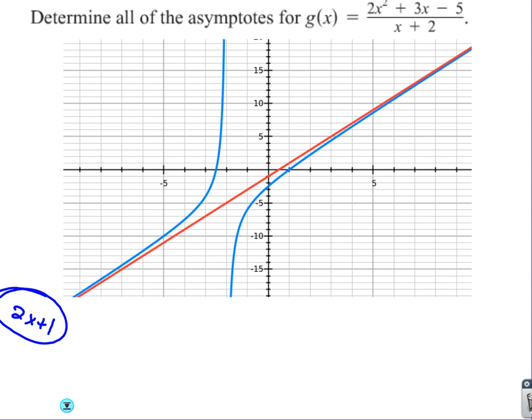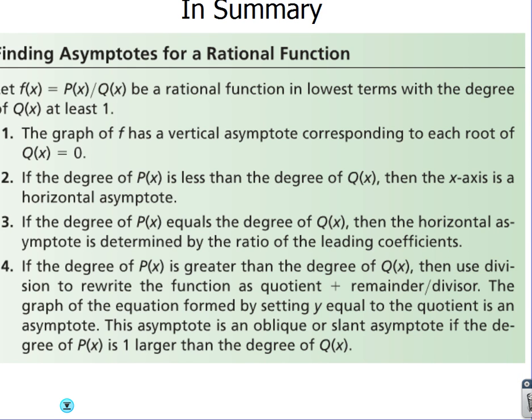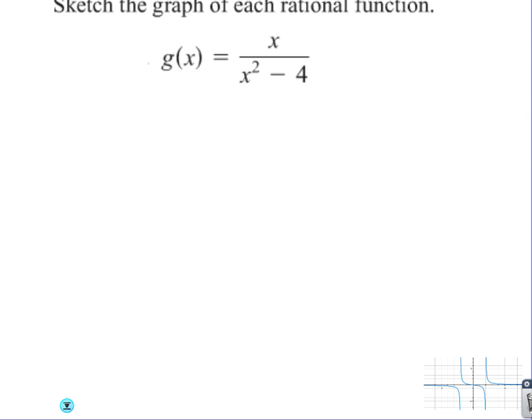I think we got maybe one more. No, maybe not. Sketching the graph.